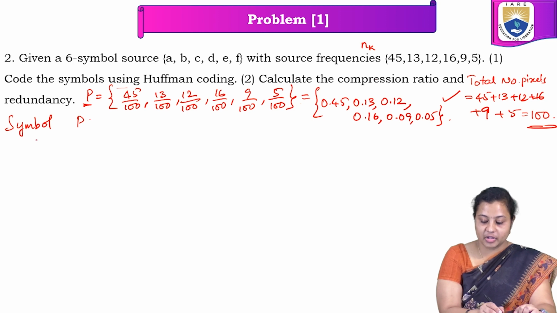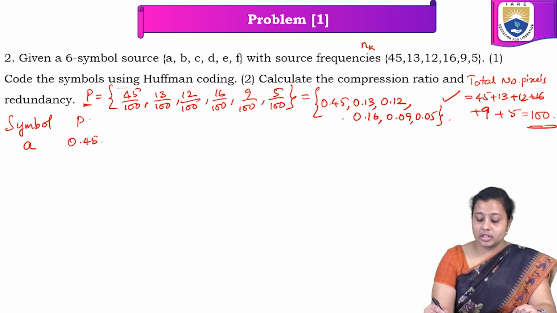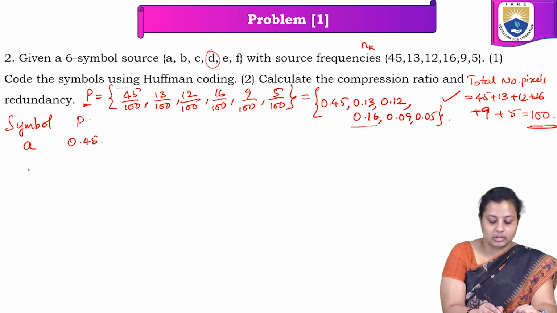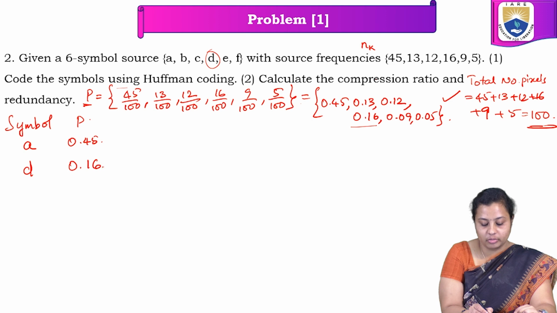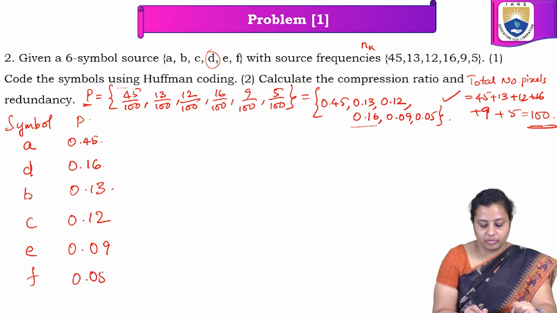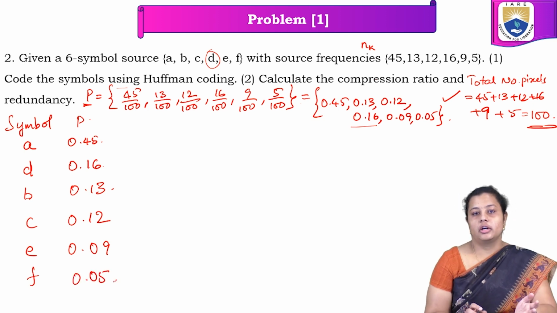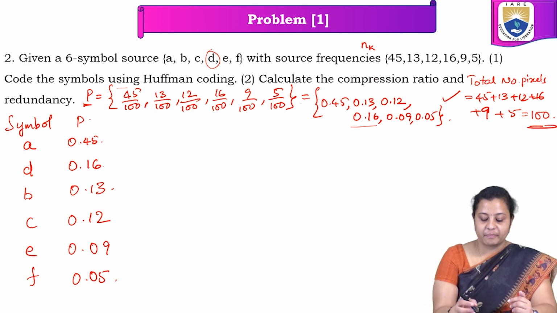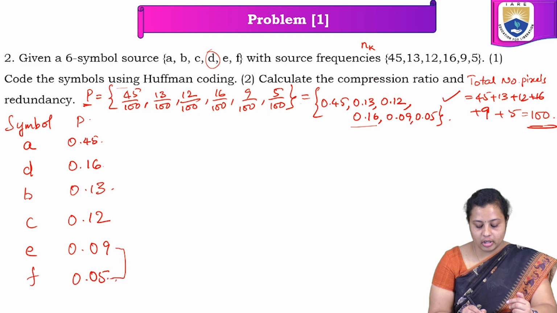So what is your first symbol? I get the symbol A, right, whose probability is equal to 0.45. Next, the highest value is 0.16. That value is for the D symbol. So I have the symbol D, which is equal to 0.16. Next comes your 0.13, which is the symbol B. Next comes your C symbol, which is equal to 0.12. Next is your E symbol, which is equal to 0.09. Your F symbol is equal to 0.05, right? So this is how you rearrange your probabilities in decreasing order. So in the next step, what do you do? You add your last two symbols.